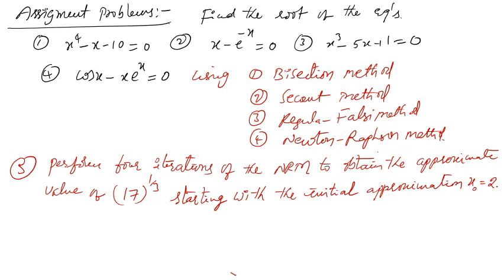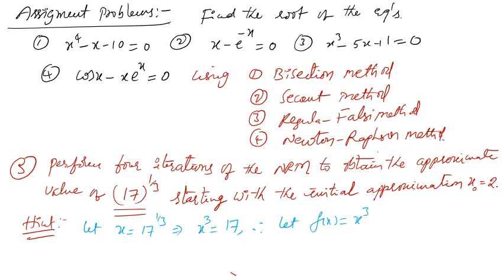Okay, these are the assignment problems, and you know how to solve these. For this problem I am giving a hint: let x equal to 17 power 1 by 3, that implies x cube equal to 17. Therefore let f of x equal to x cube minus 17, f dash x equal to 3x square, and you know the procedure of how to find the root by using the Newton-Raphson method.